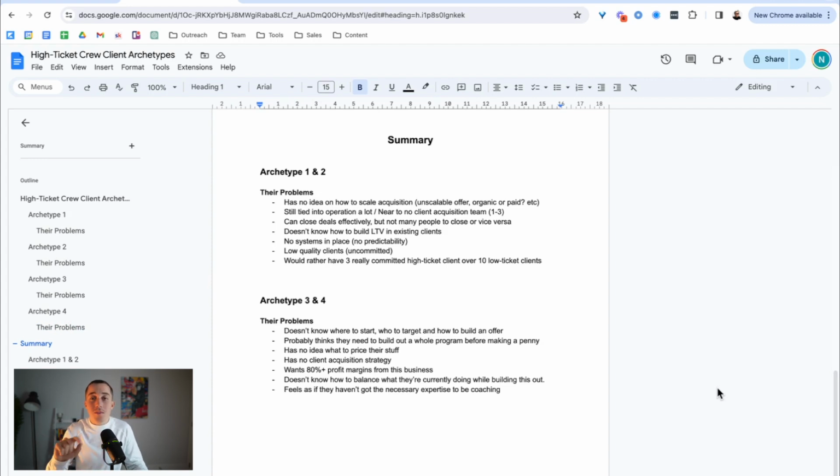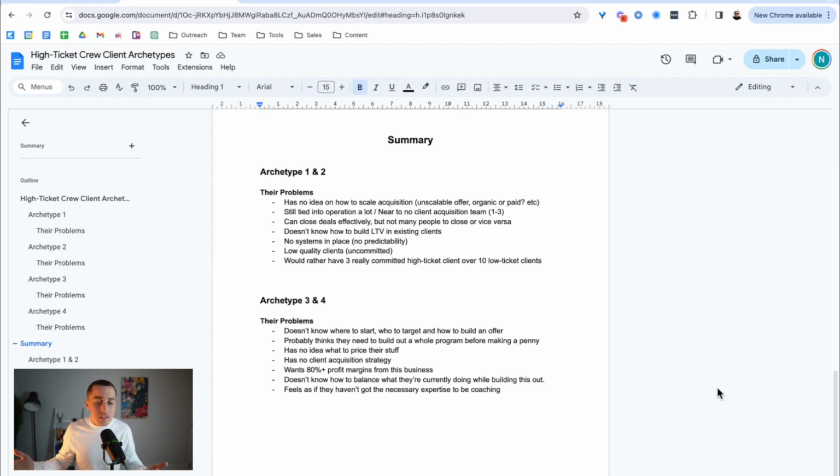If you've got a low ticket offer, it's probably the opposite. Maybe you've got a lot of people coming in and you can close them, but because you're pricing it so low, you're unable to scale as much as you want to. Because again, if you're selling a $500 offer and you're closing 20 clients a month, sounds like a lot of clients, but you're only making 10k per month. Whereas if you had a 5k offer, close 20 clients, you're making 100k per month.